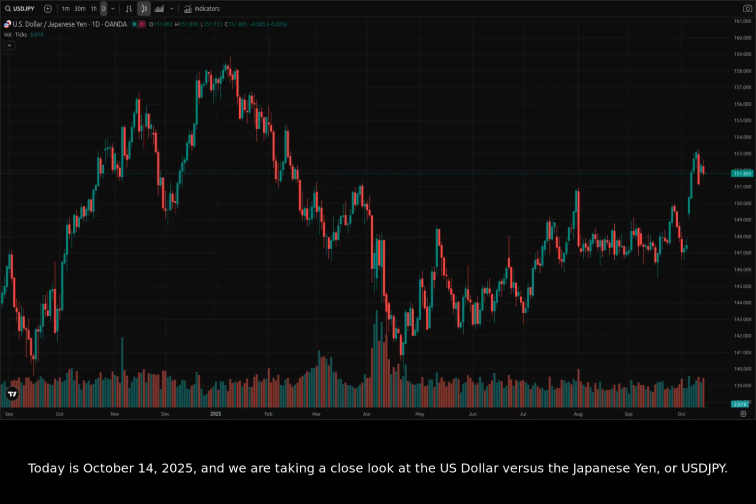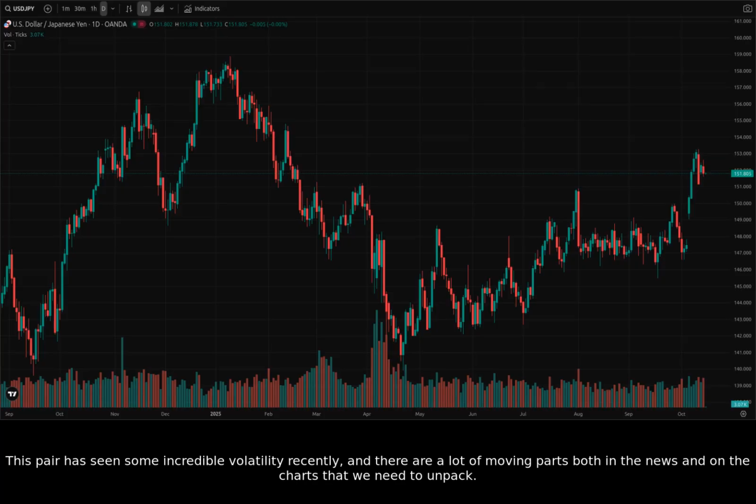Today is October 14th, 2025, and we are taking a close look at the US dollar versus the Japanese yen, or USDJPY. This pair has seen some incredible volatility recently, and there are a lot of moving parts both in the news and on the charts that we need to unpack.